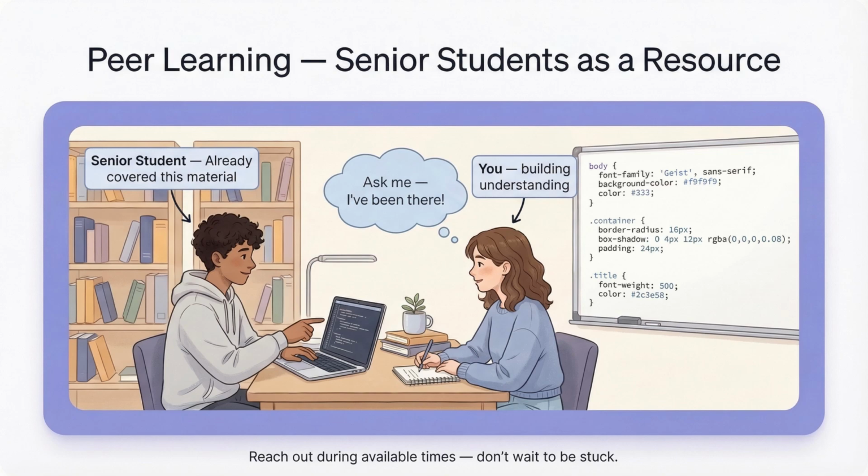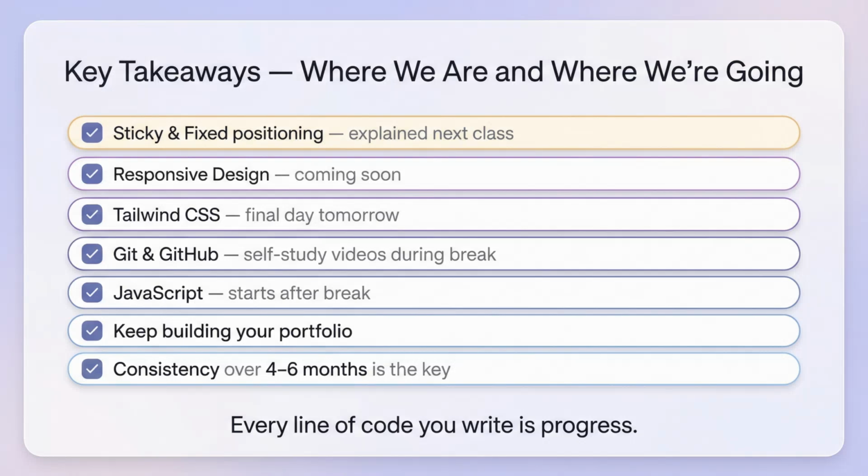Learning in a community, asking questions, sharing code, reviewing each other's work dramatically accelerates progress compared to studying in isolation. So to wrap everything up, the course is at a pivotal point. The foundational CSS work is nearly complete. Responsive design and JavaScript are right around the corner. And the bigger picture, including Git, GitHub, and eventually Laravel, is all mapped out.